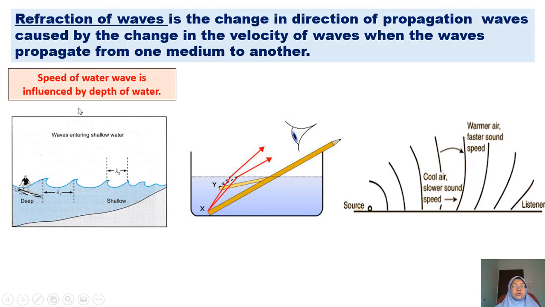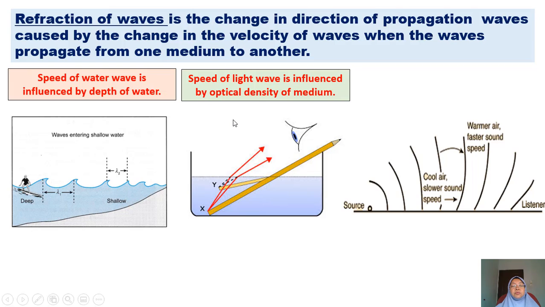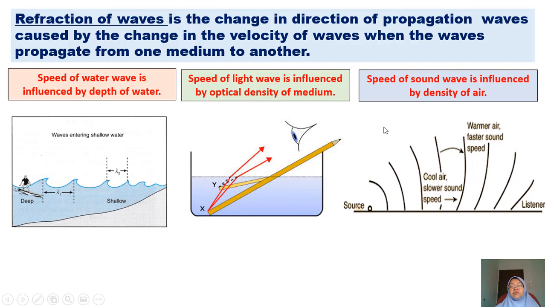For water wave, the speed of water wave is influenced by the depth of water. The speed of light wave is influenced by the optical density of the medium. For example, light travels from water to air, so different density. And for the sound wave, the speed of sound wave is influenced by the density of air, hot air and cool air. Okay, so cool air is denser, hot air is less dense.